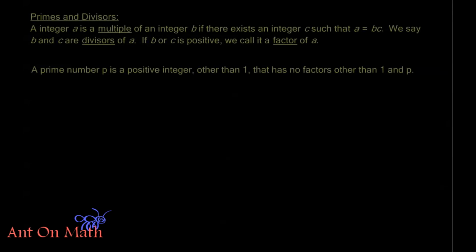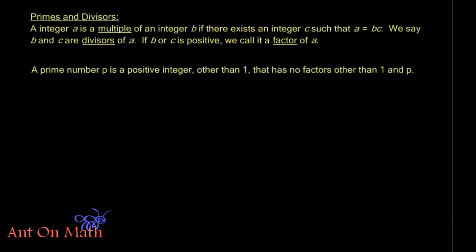Now in the preliminary section for this course, we talked about primes and factors, but just for a quick review, recall that an integer a is a multiple of an integer b if there exists an integer c such that a equals bc. In other words, a is a multiple of b if I can multiply b by an integer and get a. We say b and c are divisors of a, and if b or c are positive, we call it a factor of a. If b and c are both positive, then they're both going to be factors of a. In other words, factors are just positive divisors. It's a different word for a positive divisor.